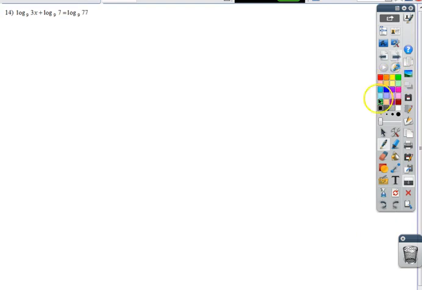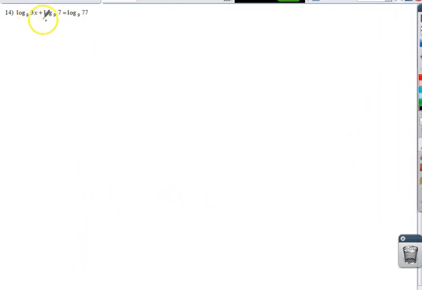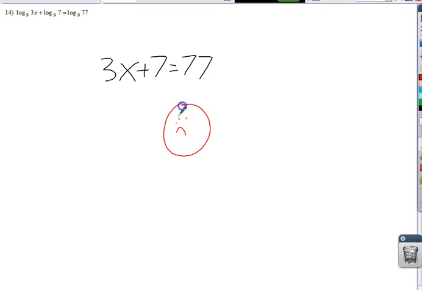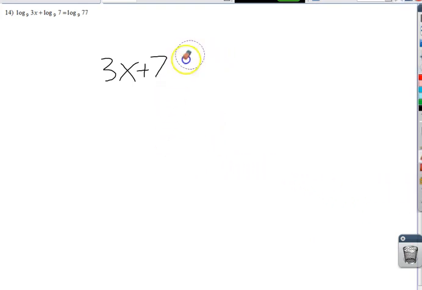Moving on. Again, little Humpty Dumpty work here. Now I have two logs equaling a log. I know what a lot of you want to do. You want to go 3x plus 7 equals 77. Cancel all the logs. Yay! No. No, no, no. No. We don't have a property that's a 2-to-1 property of logs. I've got a 1-to-1 property of logs. I don't have a 2-to-1 property of logs.